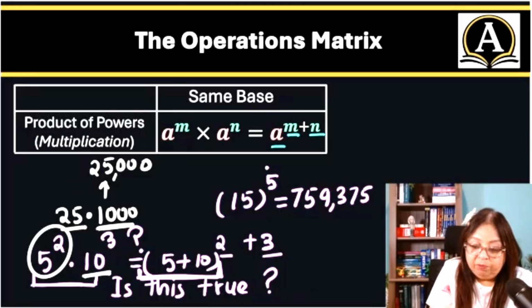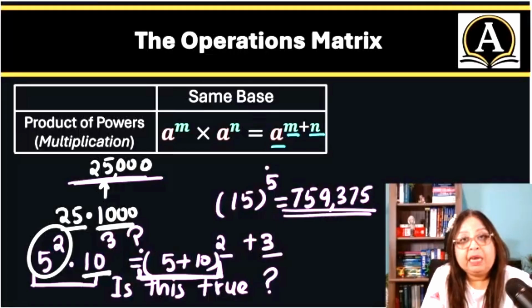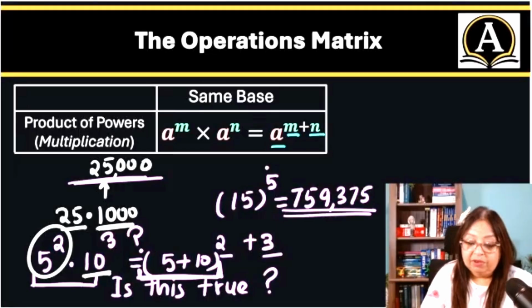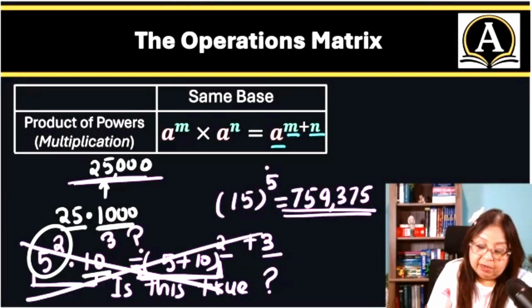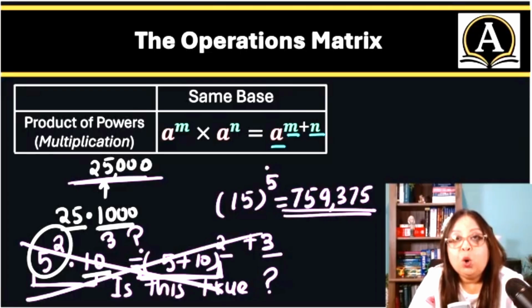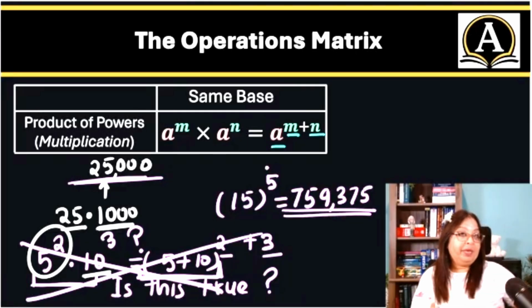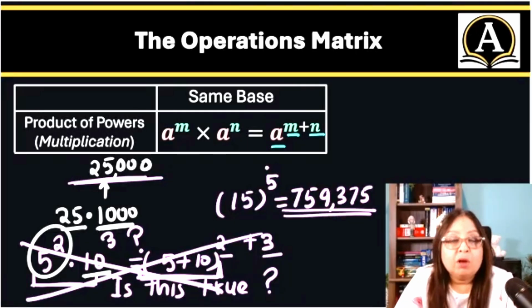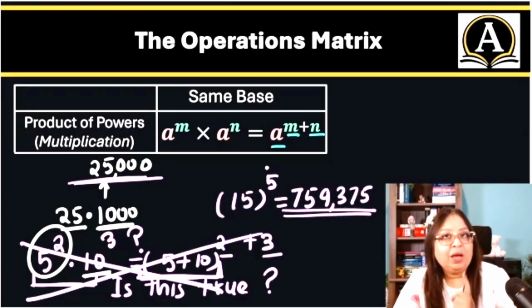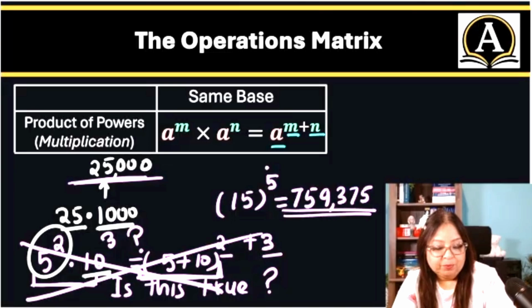759,375. Obviously, 25,000 is not equal to 759,375. So what I did over here, this was totally illegal. You absolutely cannot do this. Why I showed this to you? Because this is one of the common mistakes I have seen many students make. I hope that you will not make this mistake.